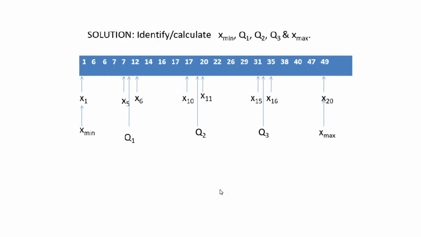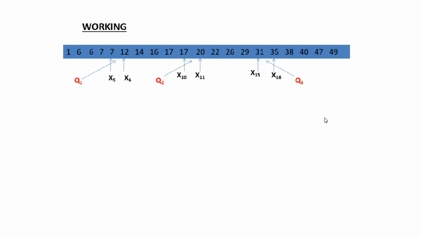You can see now that in this data set, I have identified the minimum value, and I've positioned Q1 between the value on position 5 and the value on position 6. I've positioned Q2 between the value on position 10 and position 11. I've positioned Q3 between the value on position 15 and position 16. And my maximum value, which is the 20th term, is 49, as indicated here. In the next slide, I'm just showing you where, again, Q1, Q2, and Q3 are, so that we can then carry on with the calculation.